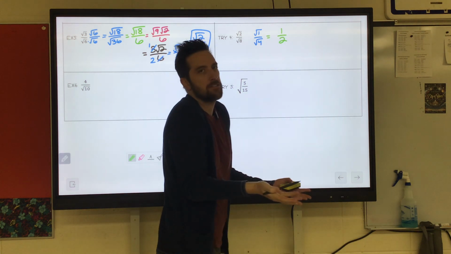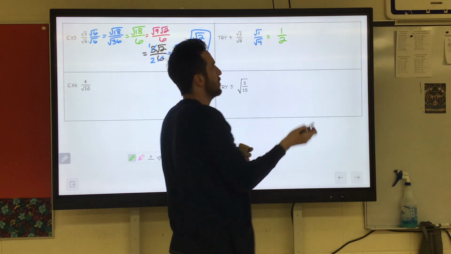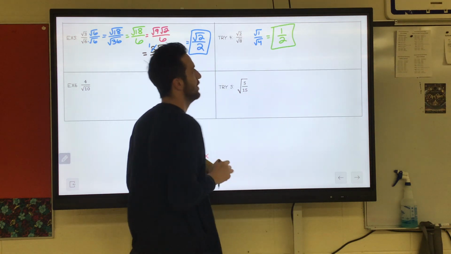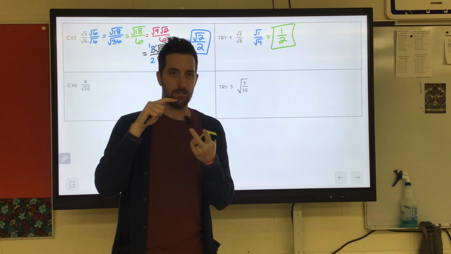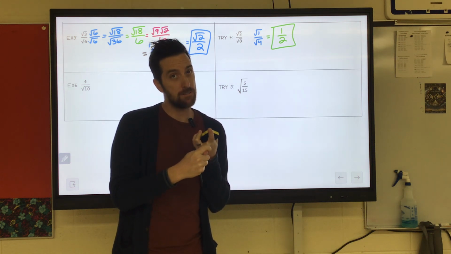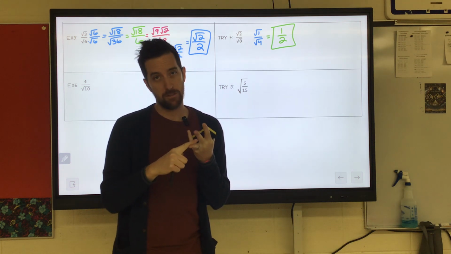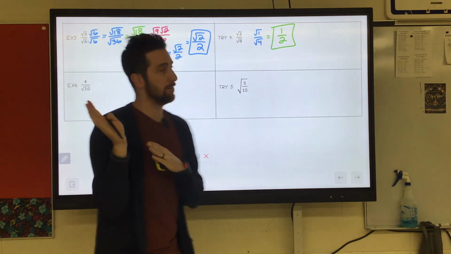We don't have to rationalize a denominator. The roots are gone in the denominator. So make sure there are no square roots in the denominator. Make sure that there are no perfect squares left in the root. And make sure you simplify anything outside the radicals.